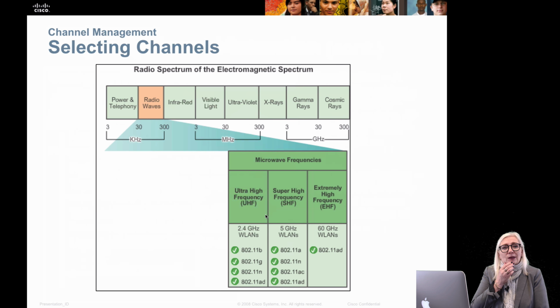And when we look at the different frequencies that we are using, we can see that the 2.4 gigahertz band is in the ultra high frequency, whereas if we are using the 5 gigahertz WLANs, it's in the super high frequency. And if we are using the ad standard, we are in the extremely high frequency area of the microwave area of the radio waves, in the electromagnetic spectrum.